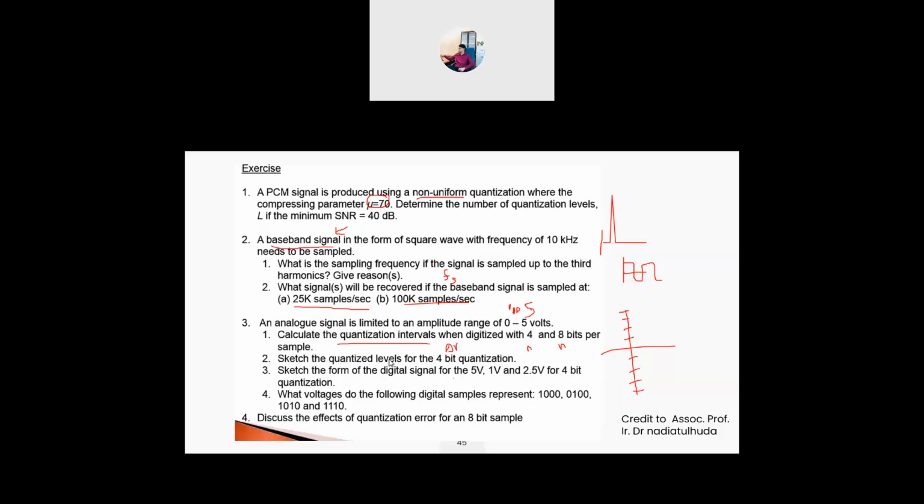So what is the digital signal? What is the corresponding digital signal for this? So for example, given 5 volt, what is the equivalent? Maybe 1001. But because this is 4-bit quantization, 2 to the power of 4 is 16, so you should have 16 binary numbers.